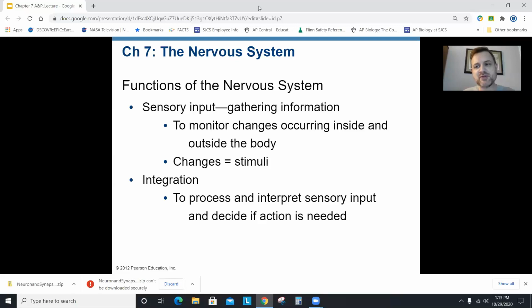So Chapter 7 is a pretty lengthy chapter. We'll probably have to divide this into 2, maybe 3 videos. The nervous system is obviously a very complicated system, so let's just jump right in.